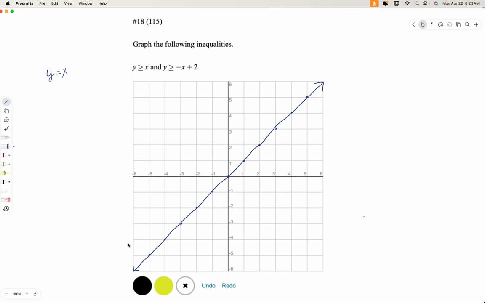All right, so now that we have graphed that line, we don't need that anymore. Now let's graph this line. So it looks like y is equal to negative x plus 2. So we find the positive 2 because that's our y-intercept. And this is negative 1x, which means negative 1 over 1 is our slope.